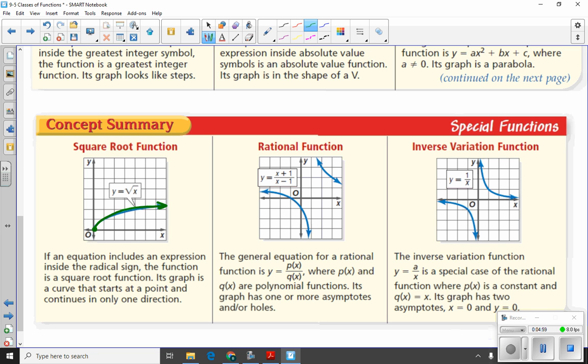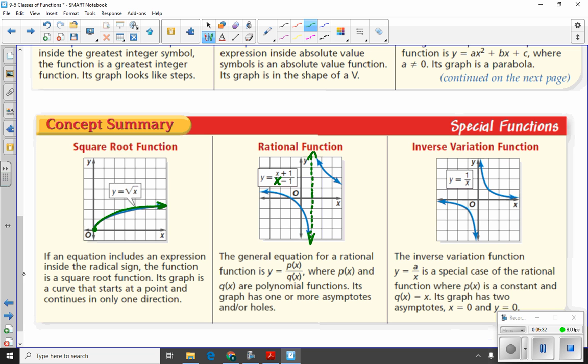Rational functions. Remember, what makes it rational? It has an x on the bottom. It has an x in the denominator, which means there's going to be some value that x cannot be, creating either an asymptote or a point of discontinuity. And so if x is on the bottom, there is a value that x cannot be, otherwise you'll end up dividing by 0 when you solve it. So that is a rational function.